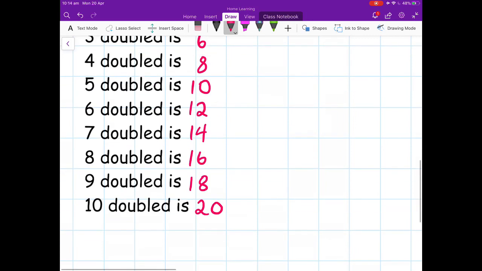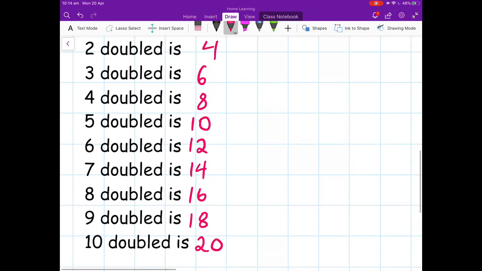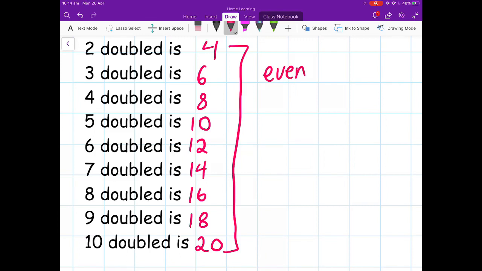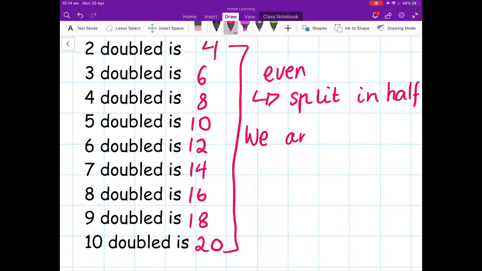I want to bring your attention to our pink answers, our pink numbers here. What do we notice about them? Yes, they're even, so they can be split in half. And we are adding 2 each time.